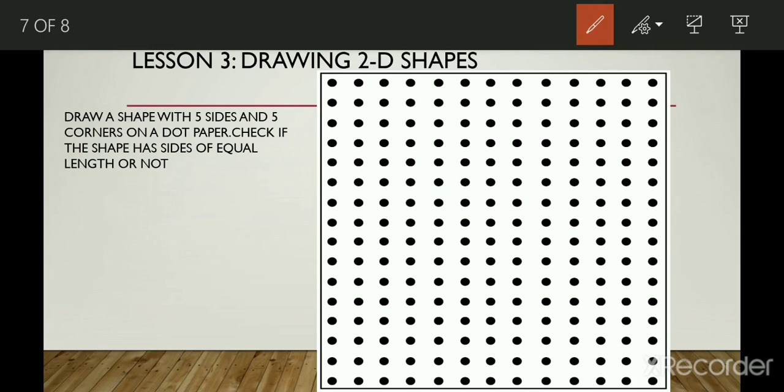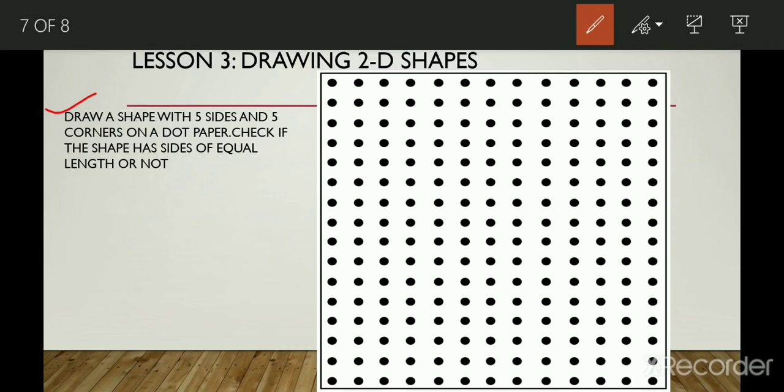So let us understand this better with the help of an example. Now see what is written on the screen. Draw a shape with 5 sides and 5 corners on a dot paper. Now check if the shape has sides of equal length or not. So for this we will follow some steps.